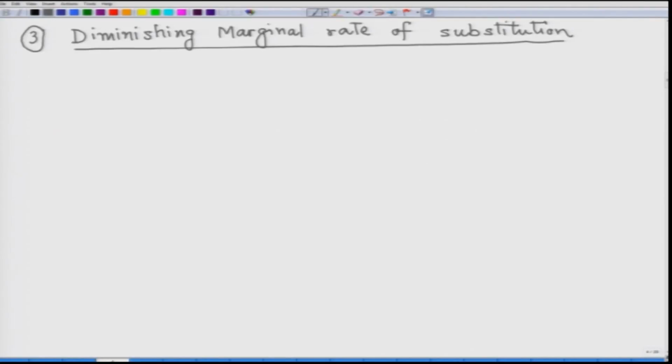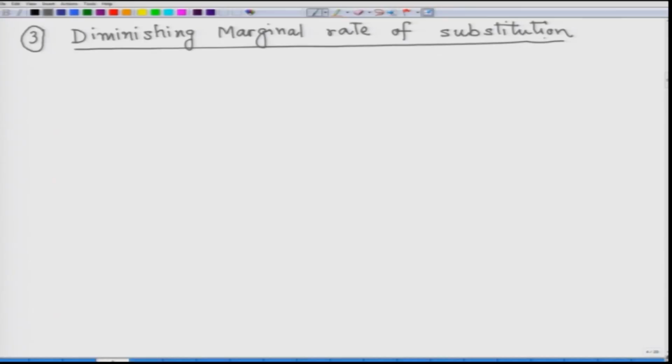Marginal rate of substitution gives the maximum amount of a good that the consumer is willing to give up in order to get one extra unit of another good such that the consumer still gets the same level of utility. So, this is the definition in words. Let us see what does this mean in terms of mathematical language. We have already seen the definition of marginal rate of substitution. Now, let us see how we can define this in mathematical terms.